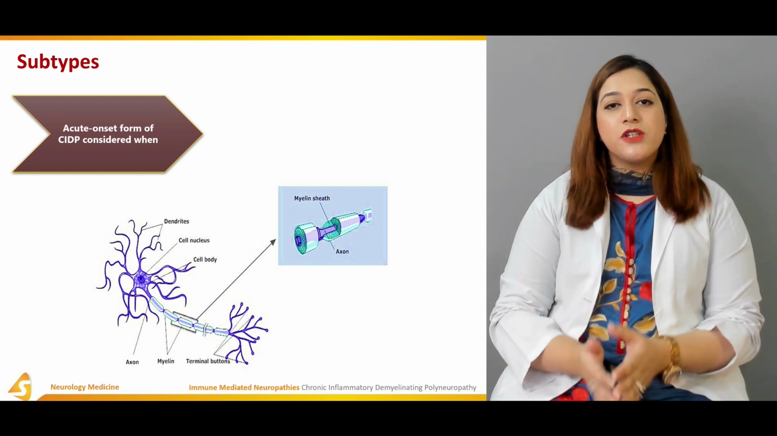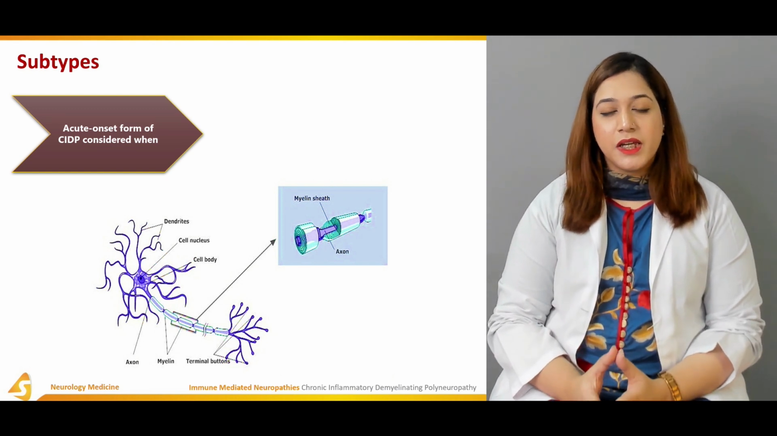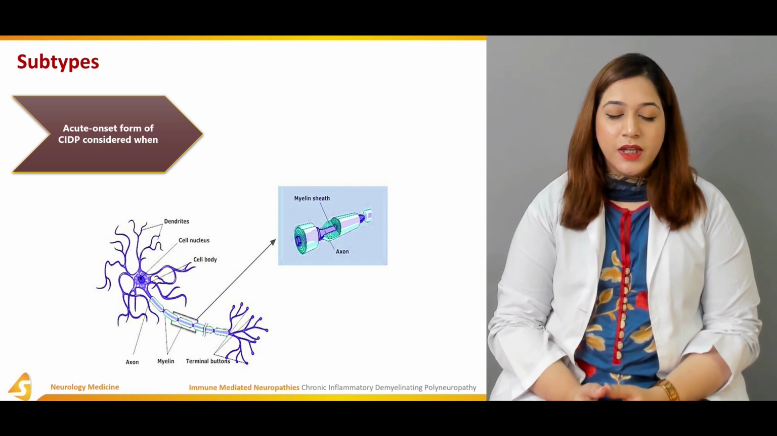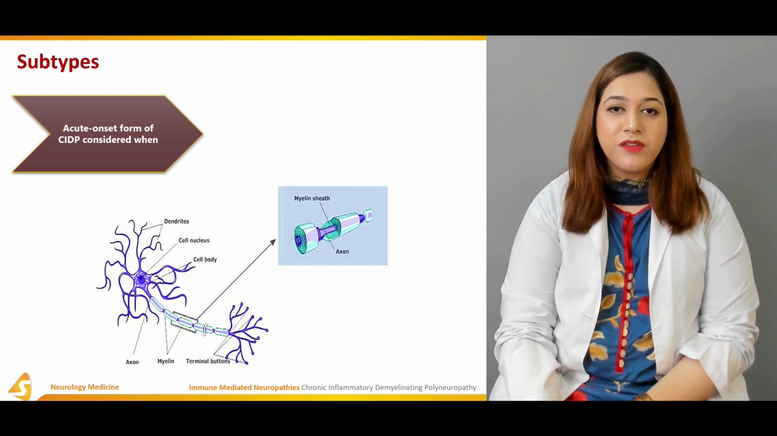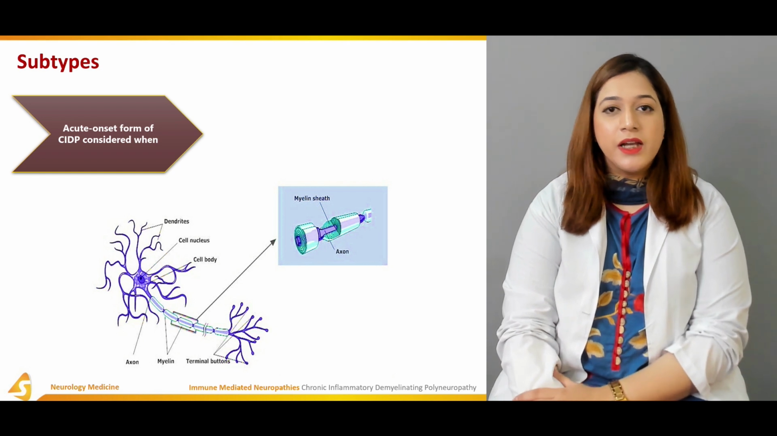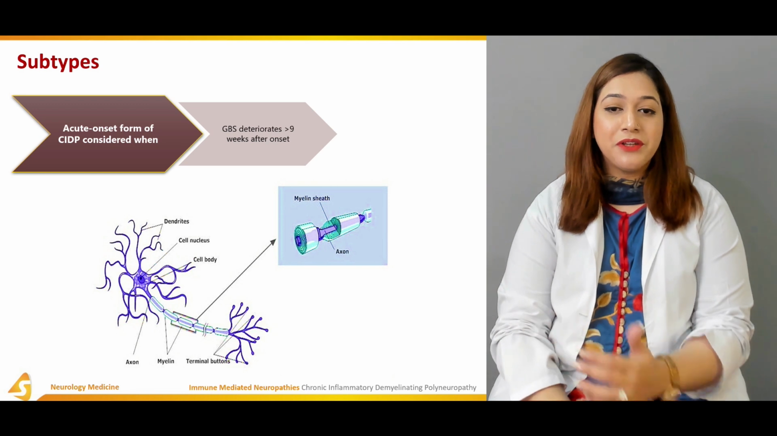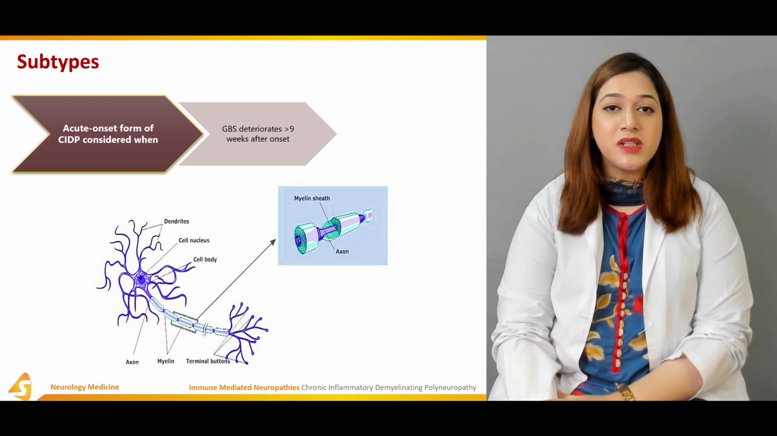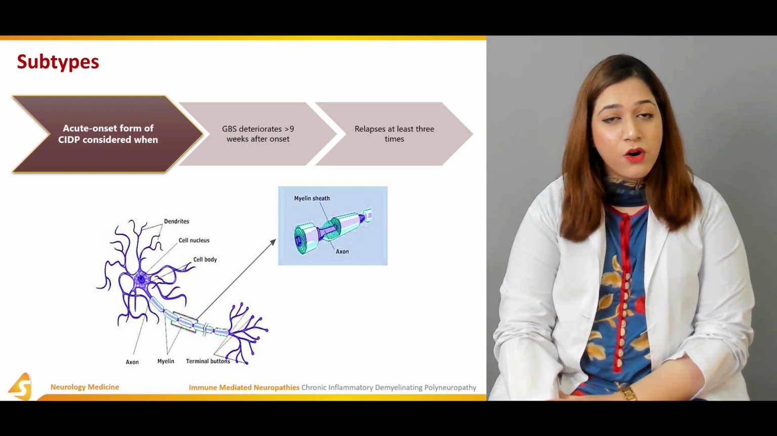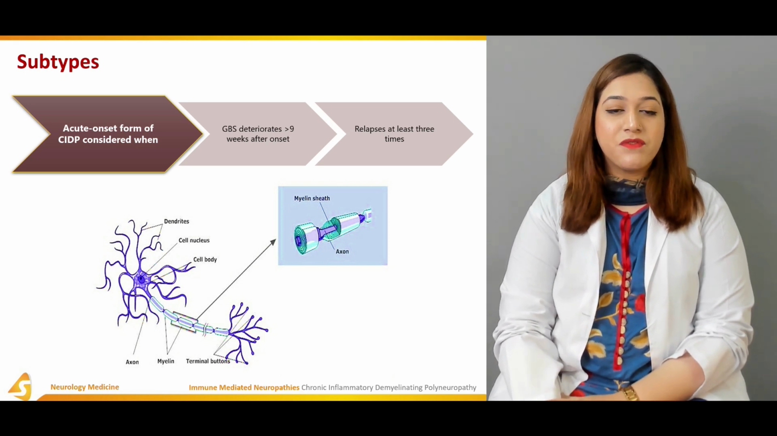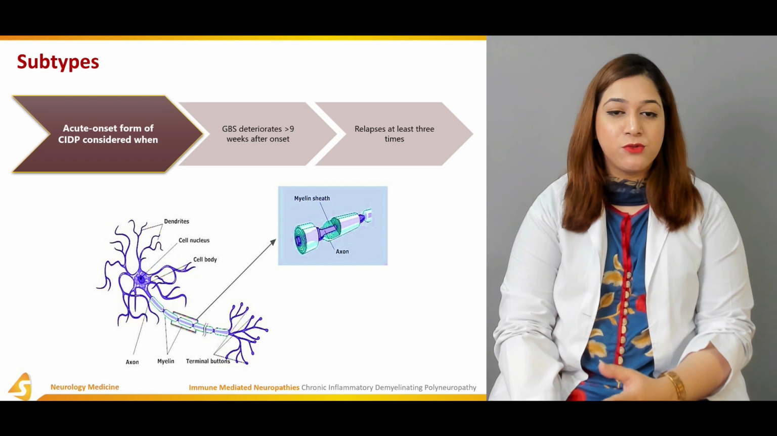The acute onset form of CIDP should be differentiated from GBS. And how can it be differentiated from GBS? It is only considered when the GBS starts deteriorating more than 9 weeks after the onset, or it relapses at least 3 times. And this is very important to differentiate these two subtypes.